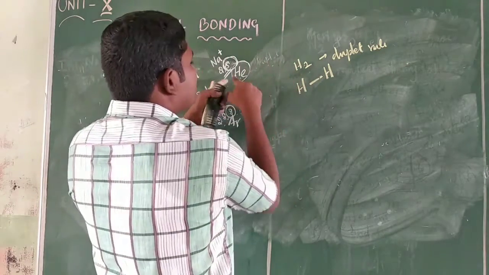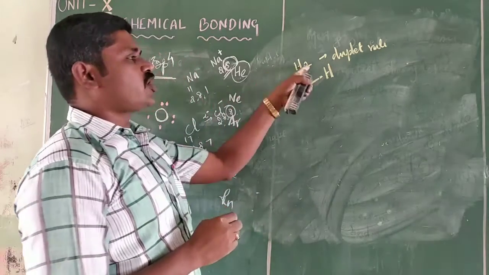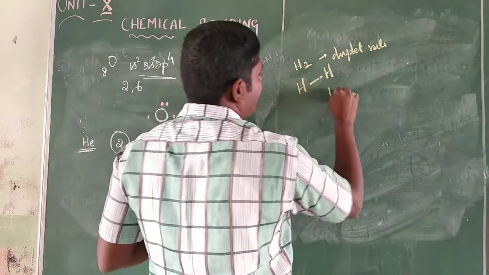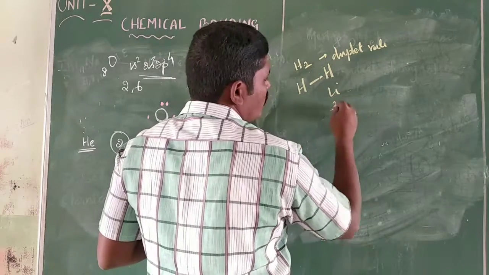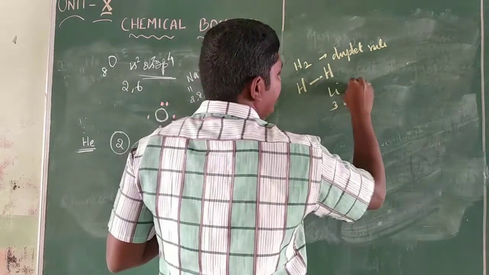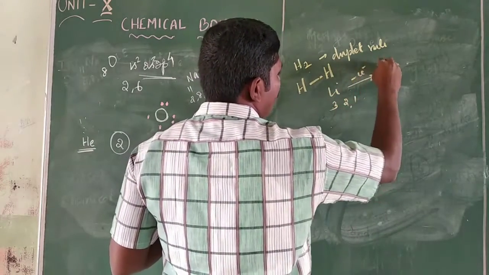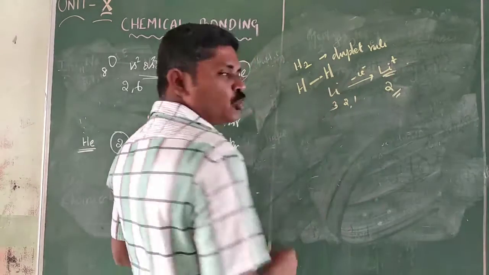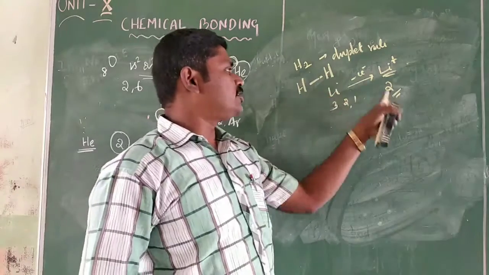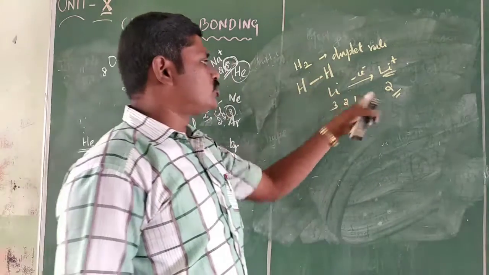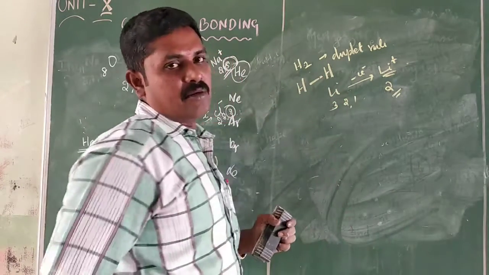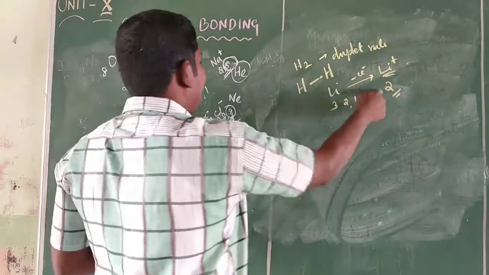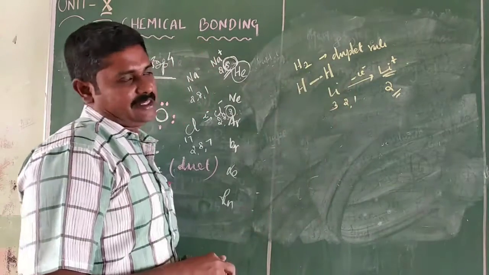Okay, so to reach the noble gas helium electronic configuration, lithium 3, right? 2, 1, loses one electron to reach lithium plus 2. So having two electrons, it obeys the duplet rule. Obeying the duplet rule is more stable, to attain helium electronic configuration.